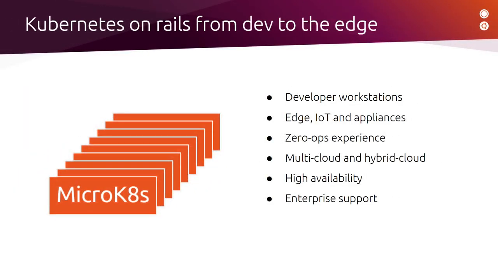So who is MicroK8s for? MicroK8s can be equally a developer's friend as well as the go-to Kubernetes for enterprises. You just need a Kubernetes, right? MicroK8s is the easiest way to get one. You can use it on your local workstation for development and testing. Its low resource footprint and support for both ARM and Intel architectures make MicroK8s ideal for edge, IoT, and appliances.